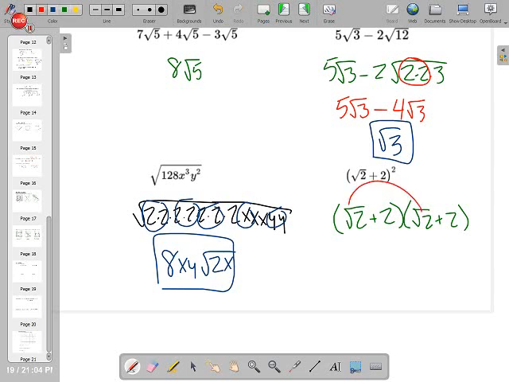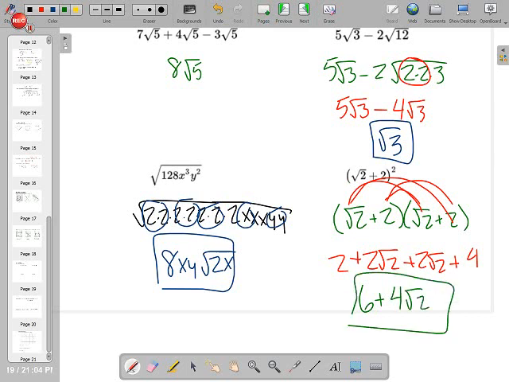Radical 2 times radical 2 is radical 4, which is 2. Radical 2 times 2, well, it's just 2 radical 2. And again, 2 radical 2. And then, lastly, 2 times 2 is 4. So we'll combine like terms. 2 plus 4 is 6. And if you have 2 radical 2's and you add 2 more radical 2's, you have 4 radical 2's. So that's 6 plus 4 radical 2.